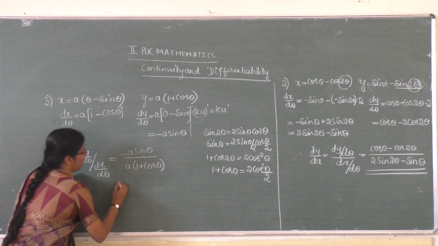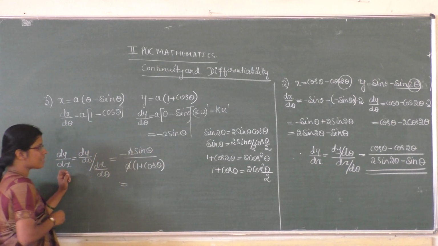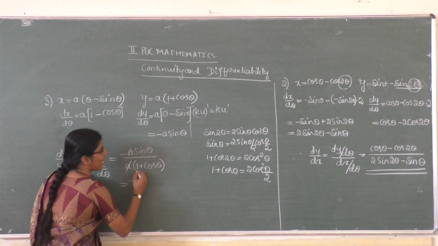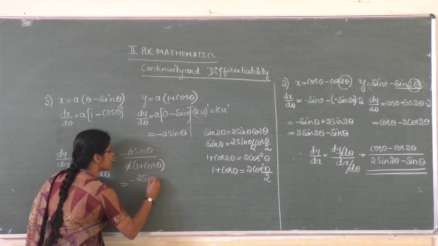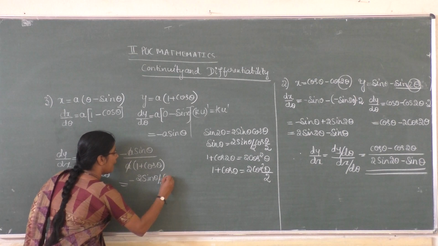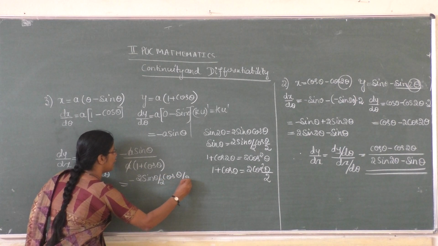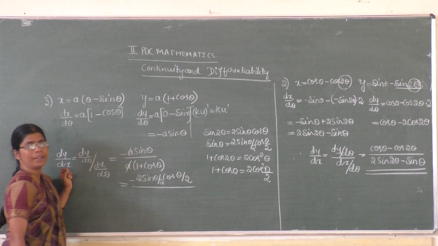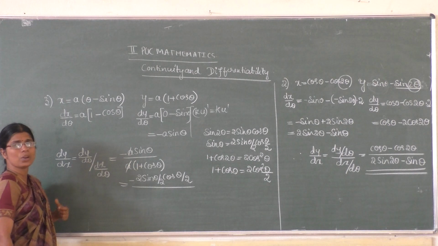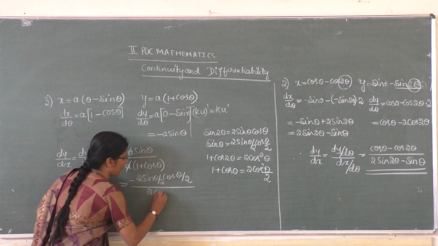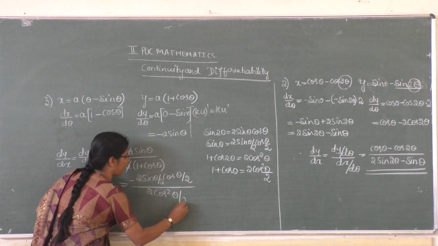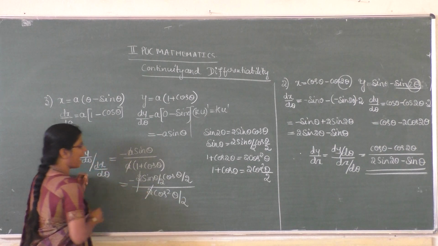So a and a cancel. So minus sin theta is 2 sin theta by 2 into cos theta by 2, divided by 1 plus cos theta, that is nothing but 2 cos square theta by 2. So 2 and 2 cancel.